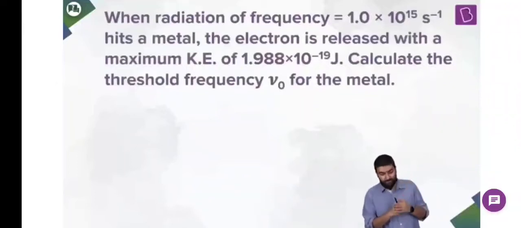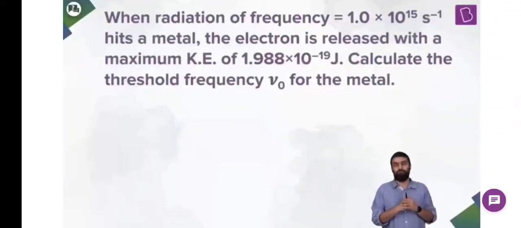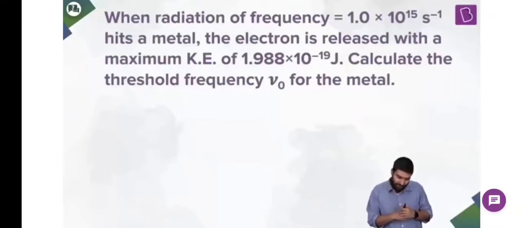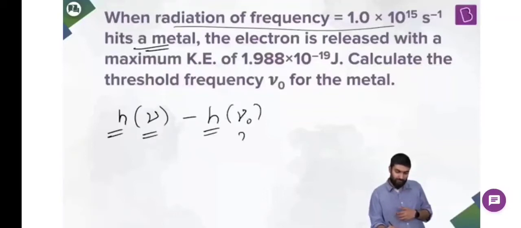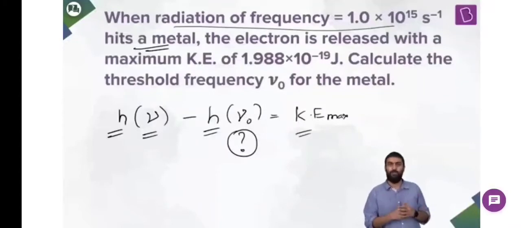When a radiation of frequency this much hits a metal, the electron is released with a maximum kinetic energy. Calculate the threshold frequency nu naught for the metal. So we have essentially what? We have basically this thing, when radiation of this thing hits a metal. So this is this value. We already know this, right? We also know this. We already know this as well. We have to find out this. This is equal to the kinetic energy max. This is also what we know, right?